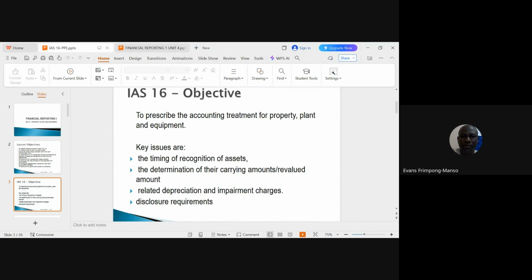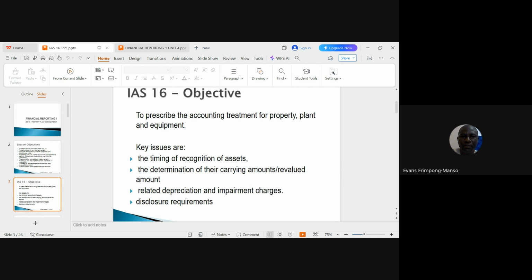Then, since these non-current assets depreciate, how do we account for depreciation of these non-current assets? And impairment. When I say the asset has impaired, last week I did explain what is meant by impairment. Impairment means the value of the asset has reduced. So we have to account for an impairment loss. And impairment normally deals with intangible assets.